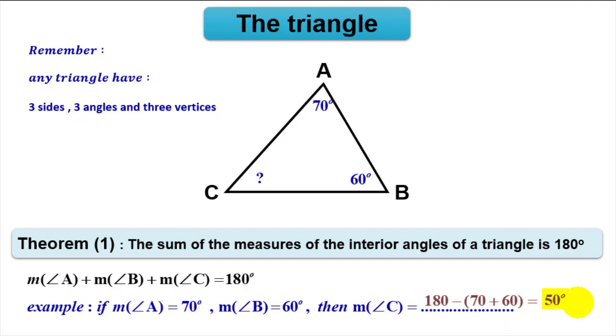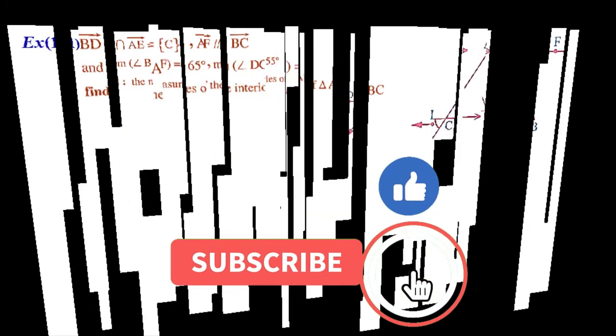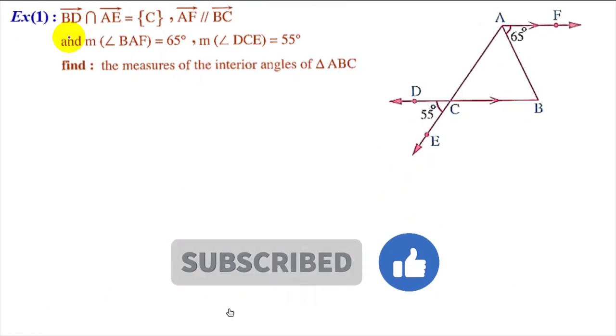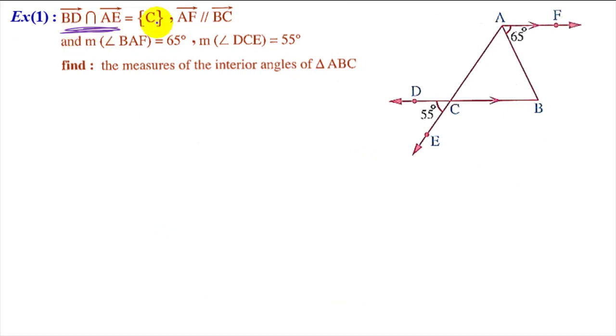Let's take example number 1. We have ray BD intersecting with EE at point C, where AF is parallel to ray BC, and the measure of angle BAF equals 65 and the measure of angle DCE equals 55. Find the measures of the interior angles of triangle ABC. First, let's take the given.